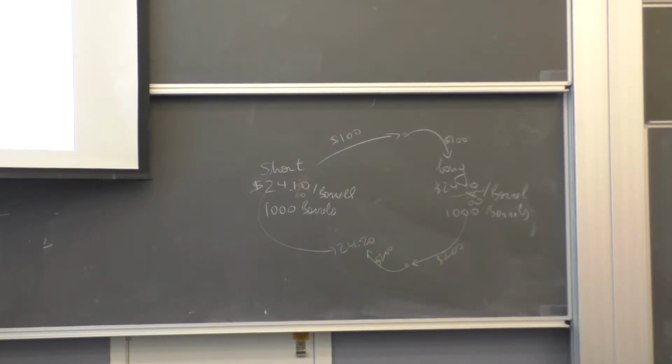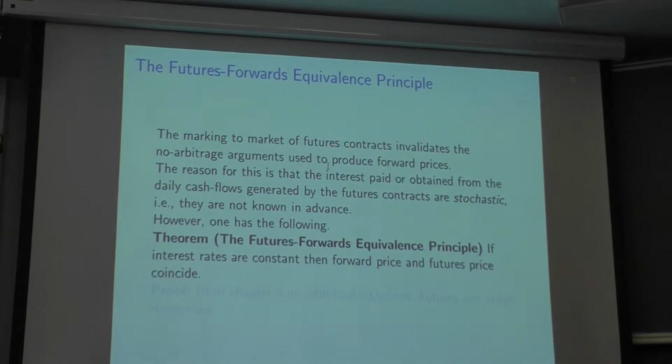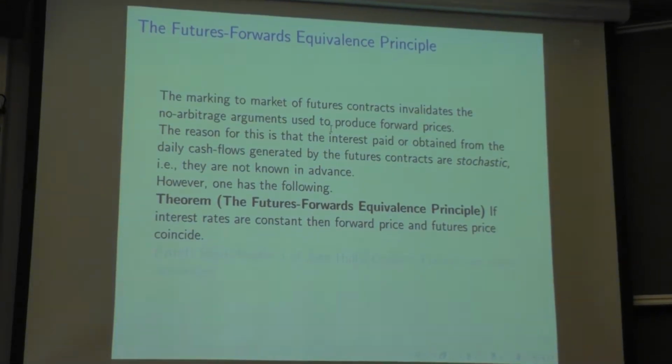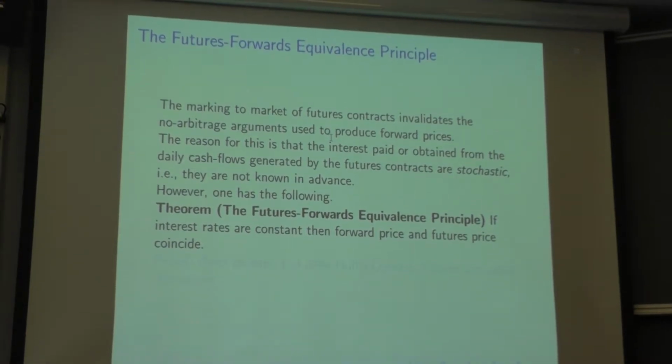Now, if you make an assumption about the world, which is, let me just jump to it, if interest rates are constant and known in advance, so you know what's going to happen to all these intermediate profits and losses, then you can do a long accounting exercise and you can find out that the futures price is the same as the forward price. Okay?